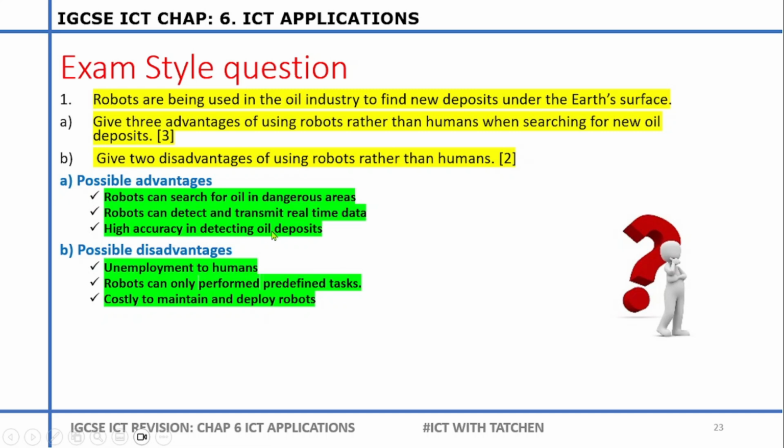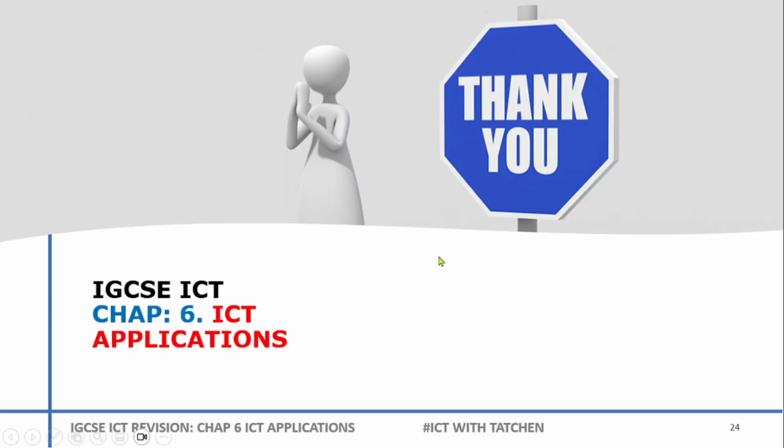High accuracy in detecting oil deposits, so that's also an advantage. You can equip a robot with a lot of sensors and deploy them into dangerous environments to do detection for you. And then disadvantages: unemployment to humans. Robots can only perform predefined tasks, and it is costly to maintain and deploy robots. So those are just different things you can mention. There should be many others you can possibly look into.